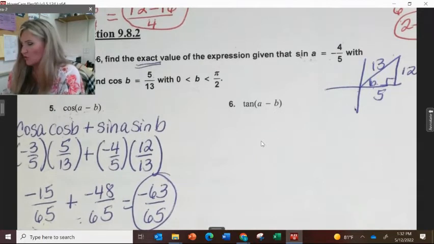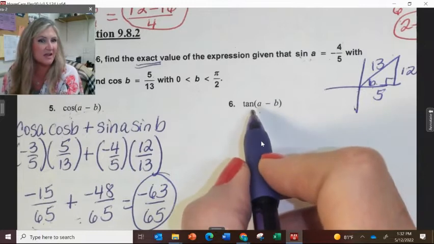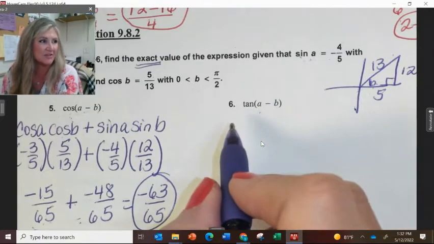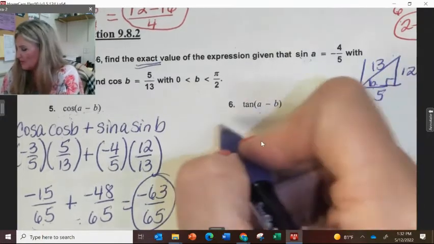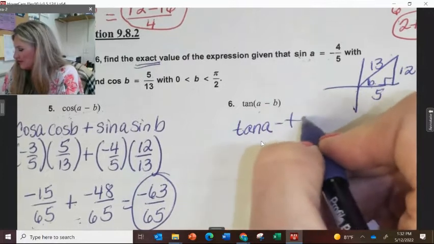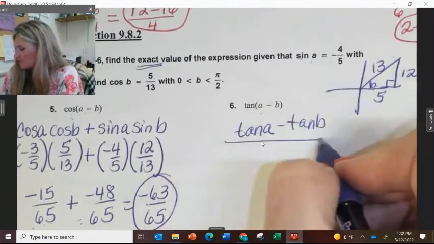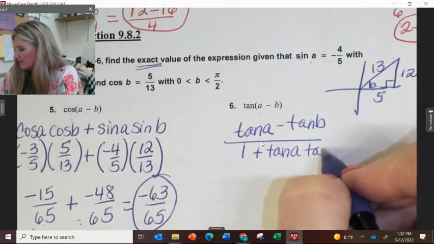Tangent. Tangent's formula is a little bit more complicated. I want to go ahead and do tangent. I think you guys get the concept, but tangent is much more difficult to simplify. And so I think it's worthwhile to go through it. So this formula goes like this. It's tan A minus tan B over 1 plus tan A tan B.